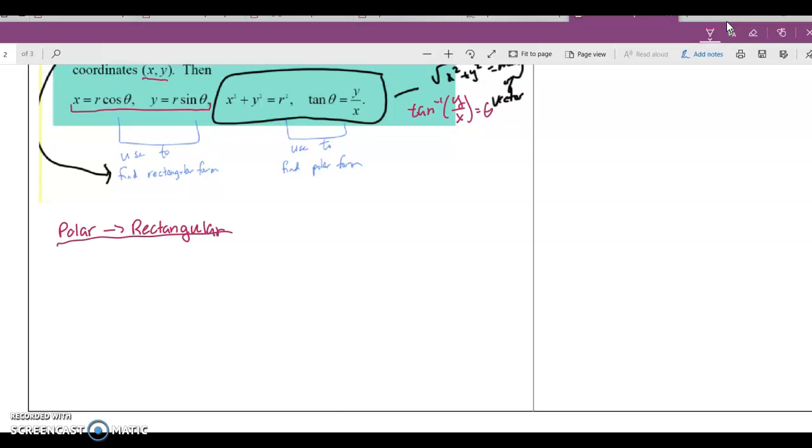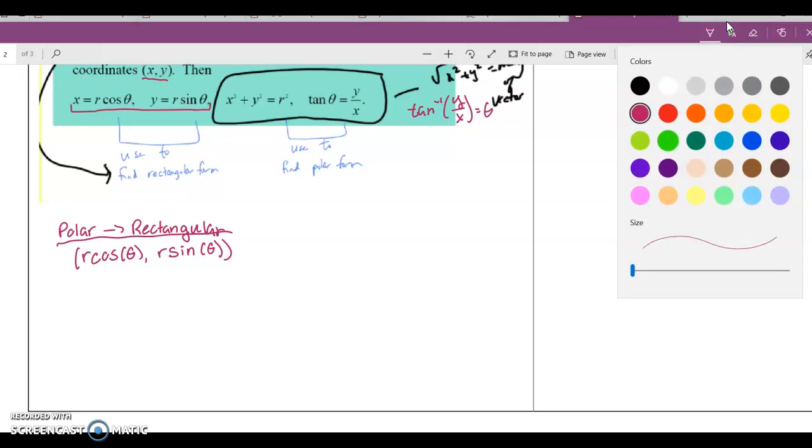All right, polar to rectangular. Our point is going to be r cosine of theta, comma r sine of theta. So when you are in your polar coordinates, you have r and theta, and then to get to rectangular, you do r times cosine of theta, comma r sine of theta.